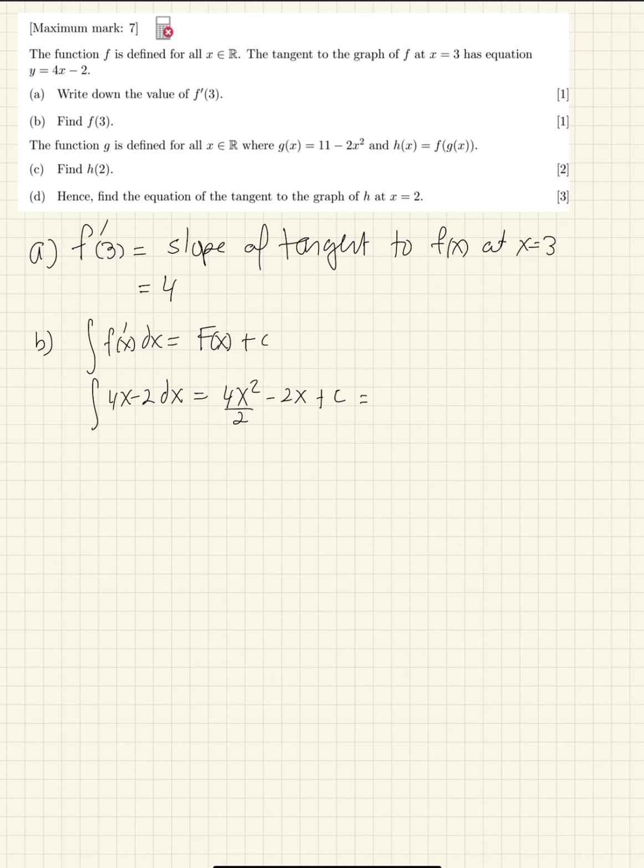therefore this is equal to f of x. f of 3 in this case would equal, well, 4 times, so this is 2x squared. This would be 18 minus 6 plus c, which is equal to 12 plus c. Very well. Now that doesn't actually answer this explicitly. Just define the tangent as an equation.